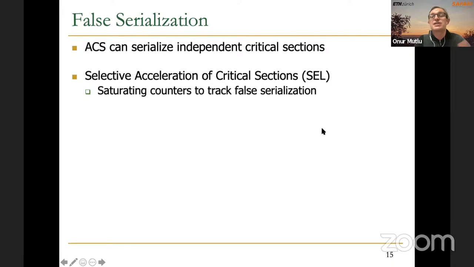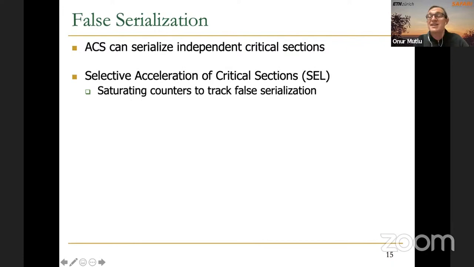So the solution that's employed in this paper for false serialization is called selective acceleration of critical sections. This is one potential solution. Basically, the large core in the critical section request buffer keeps track of false serialization: how many times have I falsely serialized a critical section that could have executed if it remained in its small core? So let's take a look at this.